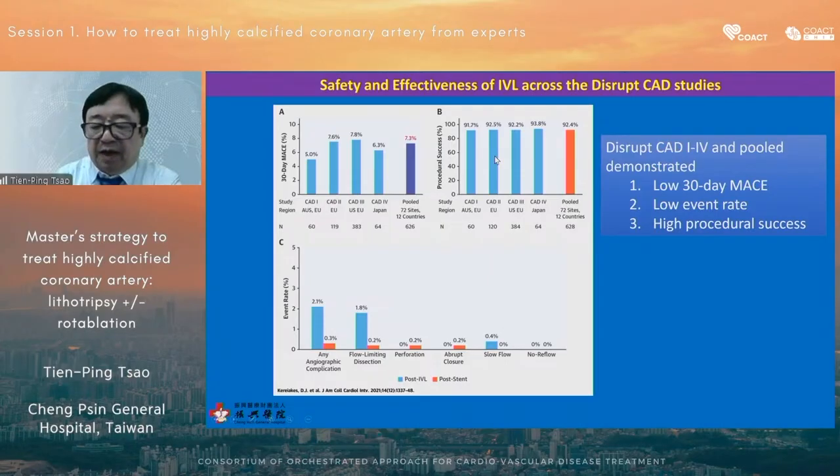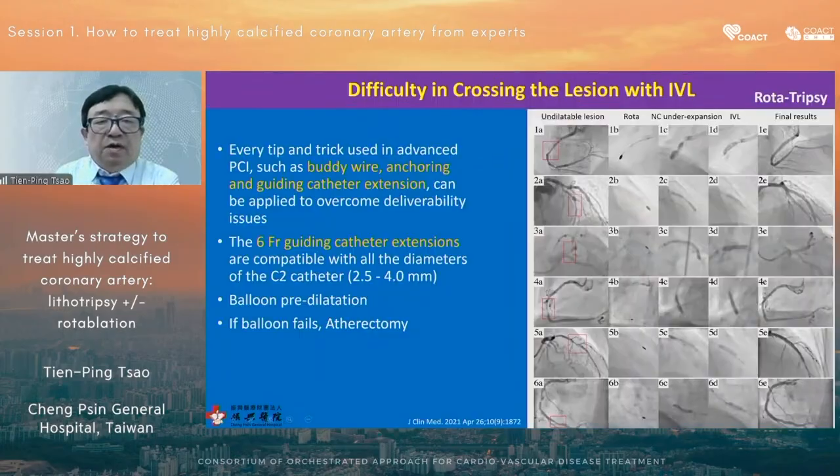And the procedural success rate is quite high. So for difficulty in crossing the lesion with IVL, we can try every tip and trick used in advanced PCI, such as the buddy wire technique, anchoring technique, or use a guide extension catheter, to overcome the deliverability issue. The 6-French guide extension catheter is compatible with all the diameters of IVL catheter from 2.5 to 4 millimeter. If balloon can cross, we can use balloon to do the pre-dilatation. If balloon fails to cross, we can use atherectomy.